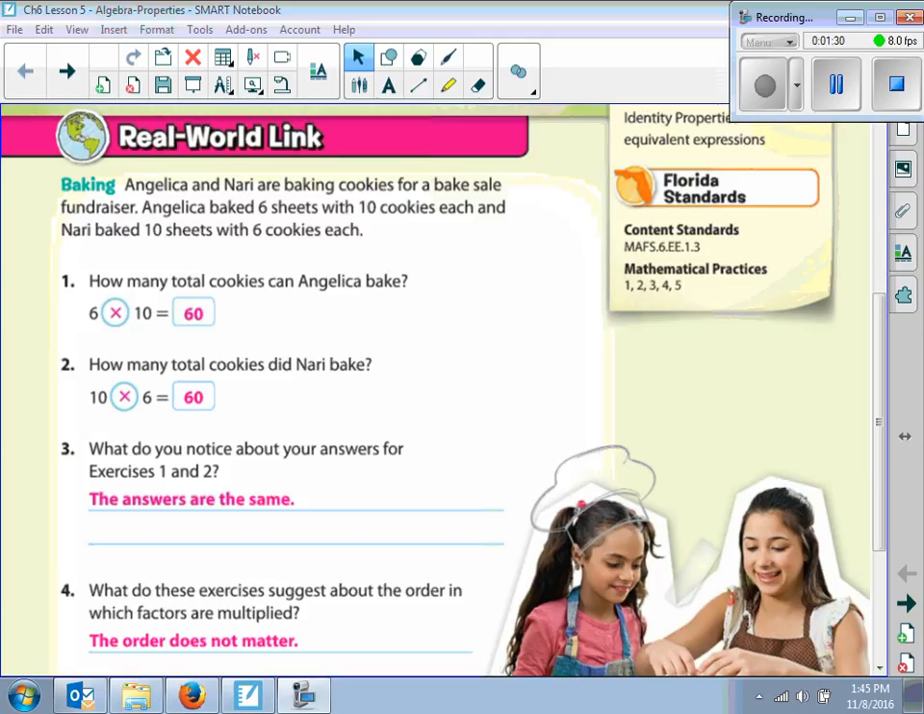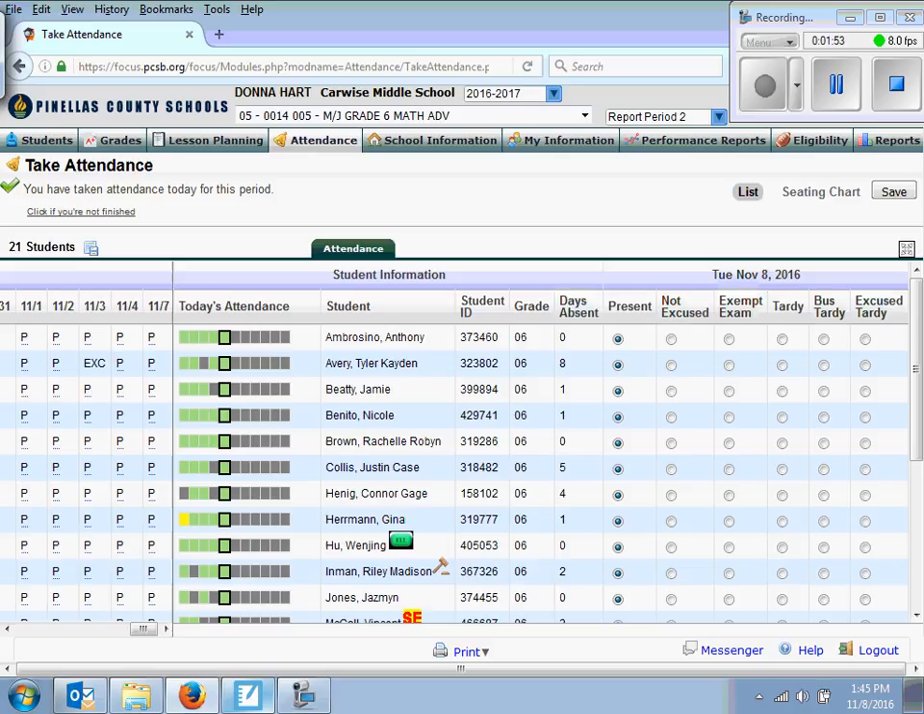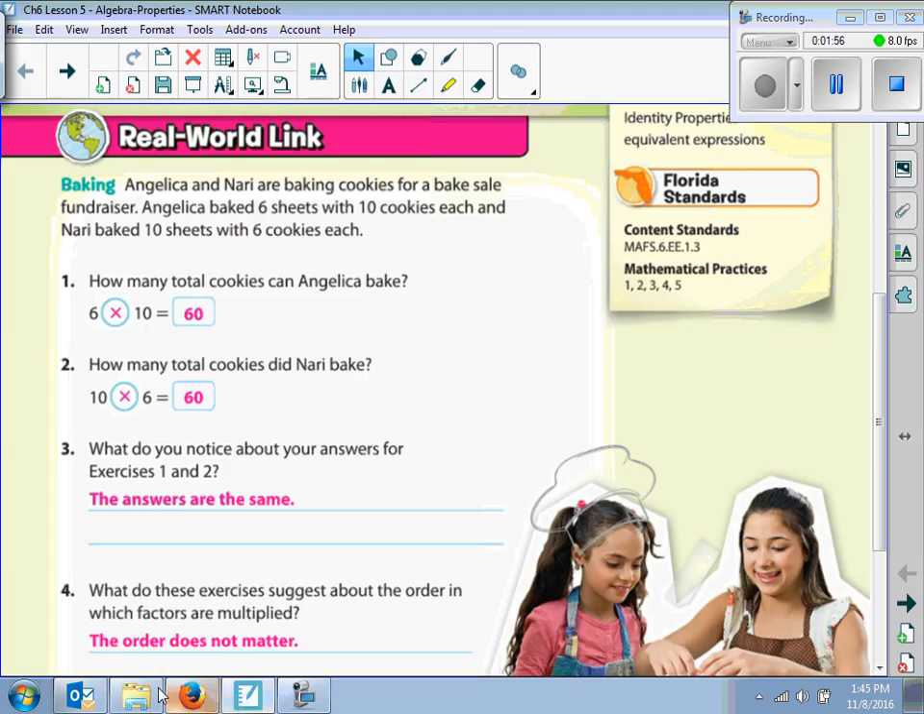Now it says Nari baked 10 sheets with 6 cookies, right? So 10 little sheets with 6 cookies on it, right? So how are we going to figure out how many total cookies she made? 10 times 6. Very good. And here you can see 6 times 10 gives me 60. And of course, if we flip it around, 10 times 6 still is 60. So the answers are the same, right? It does not matter if we multiply 10 times 6 or 6 times 10, we will get the same thing. Clear?